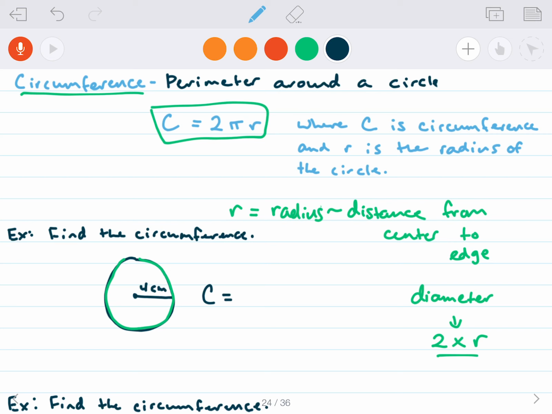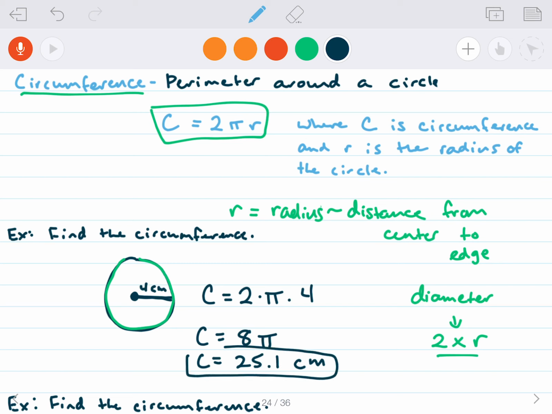The circumference is equal to 2 times pi, and our radius, the distance from the center to the edge, is given as 4 centimeters. So in place of r, we're going to put 4. And if I simplify, multiply 2 times 4, leaving the pi, I just get 8 pi. If I were to multiply this out in my calculator and round, if I do 8 times pi on my calculator, I get about 25.1. And this is a length, so the units are going to be centimeters. All right. So that's the circumference.